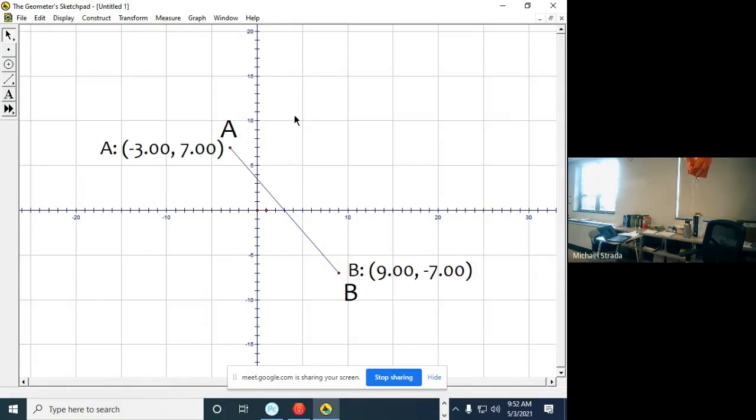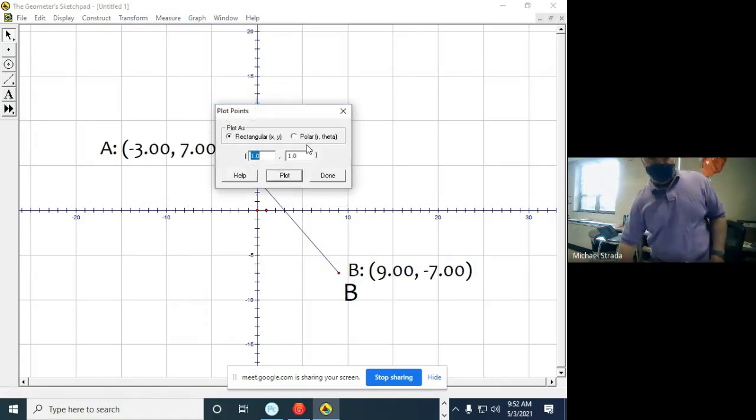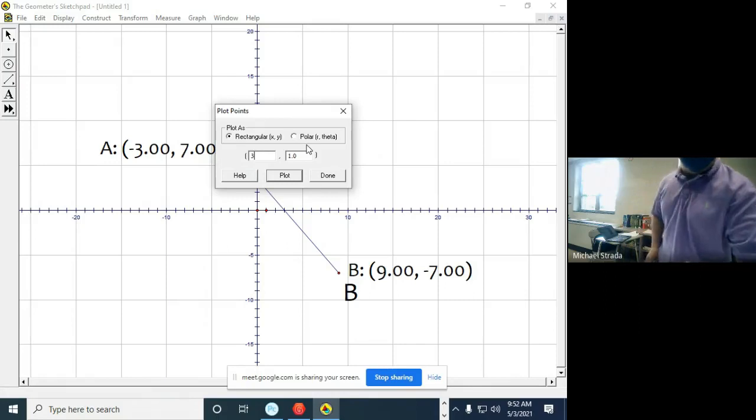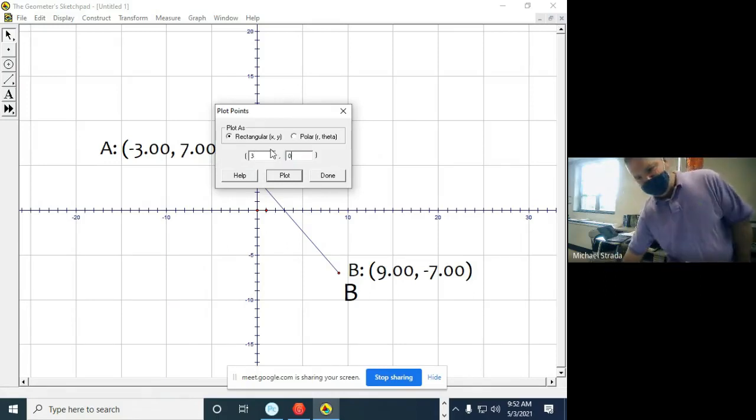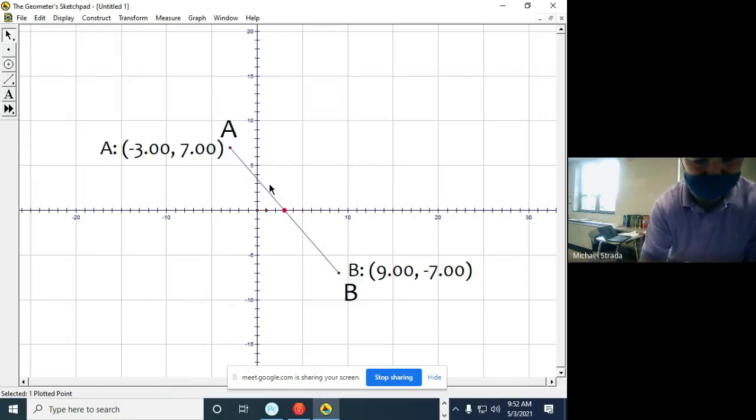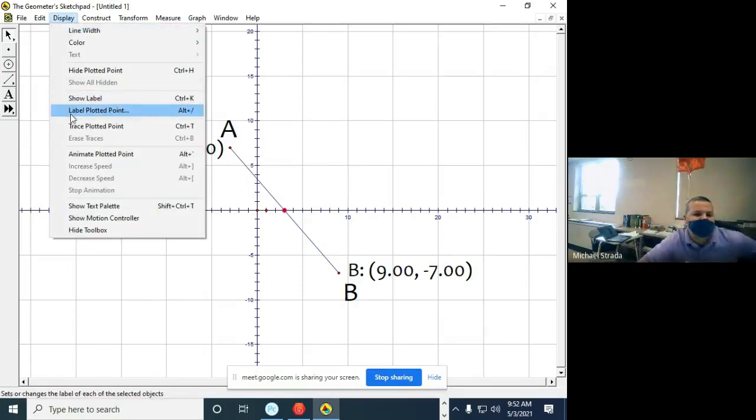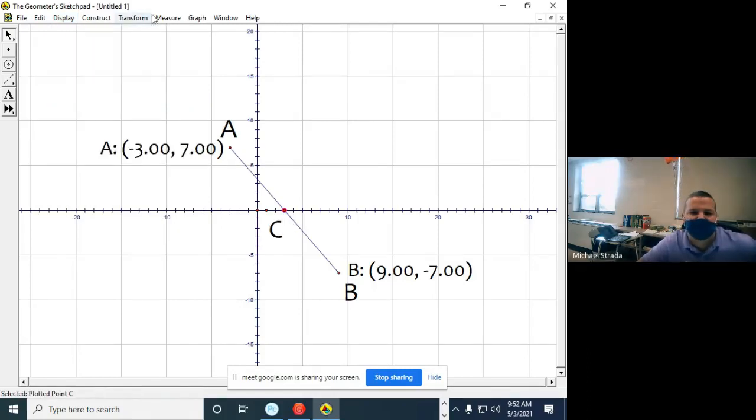How would you get the middle of two numbers? Add them and divide by 2. How do you get the midpoint of the segment? Add them and divide by 2. So I'm looking at my x's, -3 and 9. What's -3 plus 9? 6. And what's half of 6? 3. What is 7 plus -7? 0. And what's half of 0? 0. So the midpoint is (3, 0). Does everybody remember how to get the midpoint of a segment? You add your coordinates and divide by 2.